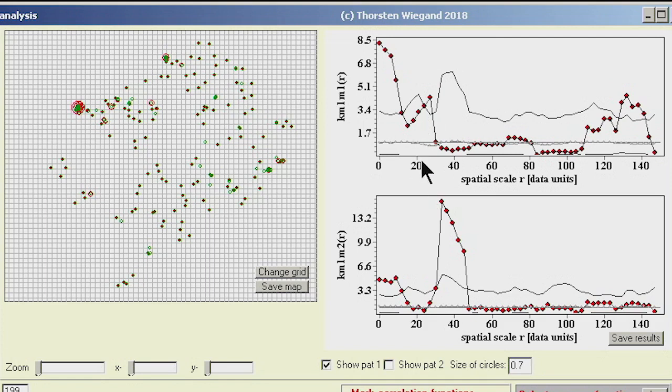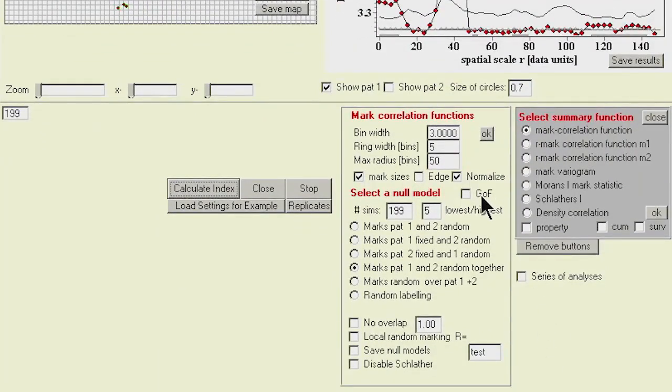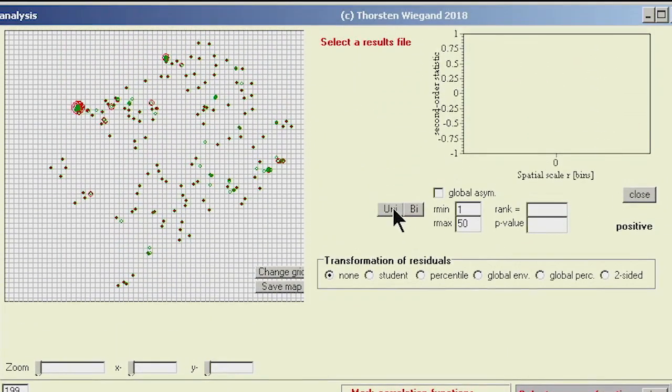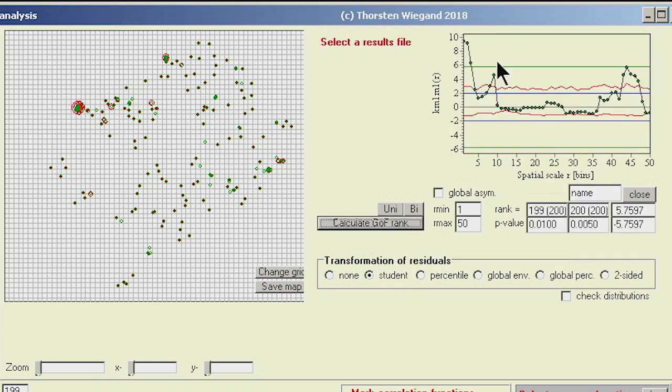So that means the seeds of these two species are usually distributed in the same areas or in the same spots. So there is some type of correlation between them. To see this more clearly, we go to this goodness of fit test icon. Then we look at the univariate analysis with the Studentized transformation. Yeah, then we see now quite nicely that there is a significant effect at small distances.